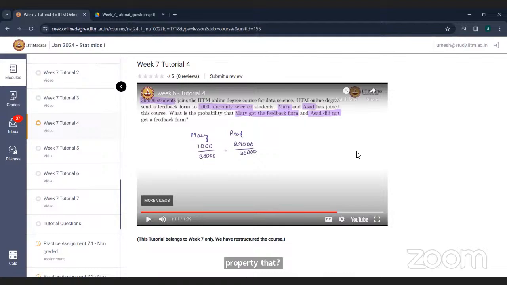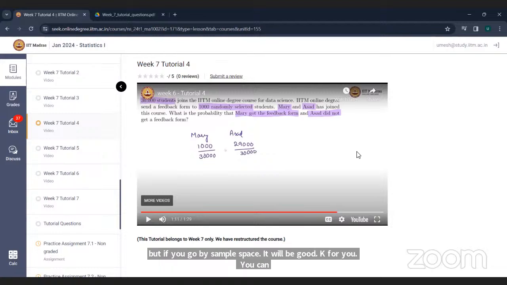So इसमें सैंपल स्पेस हमारा क्या है? Sample space isn't इतना। Okay, I got your point. If you observe this by sample, because your sample space is not 30,000. Your sample space is all those combinations of 1,000. See, but if you go by sample space, it will be a huge calculation for you. You can also solve this by calculation.